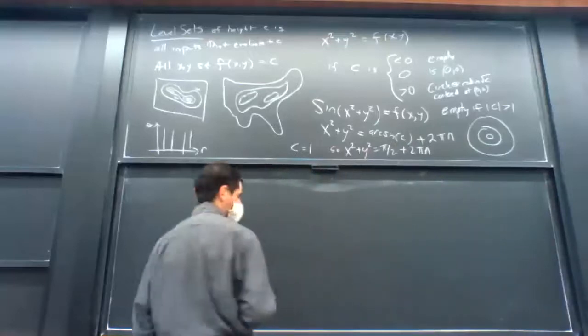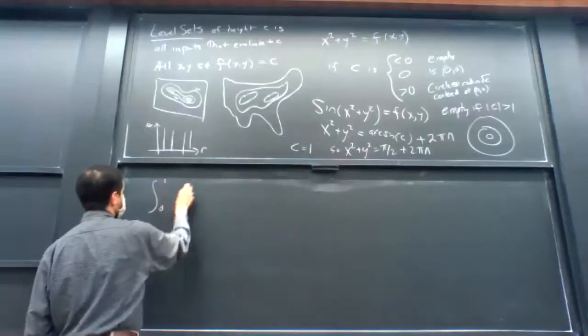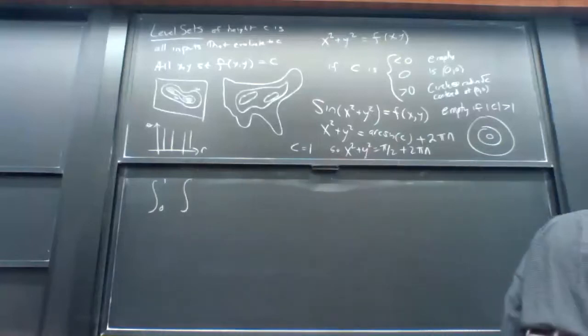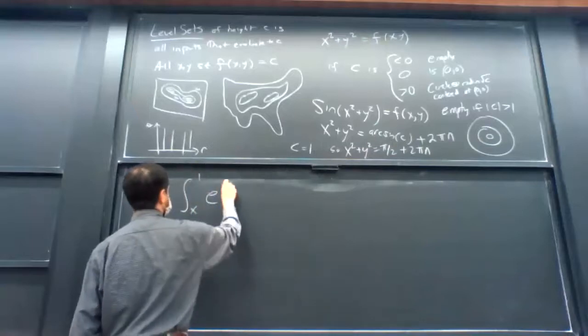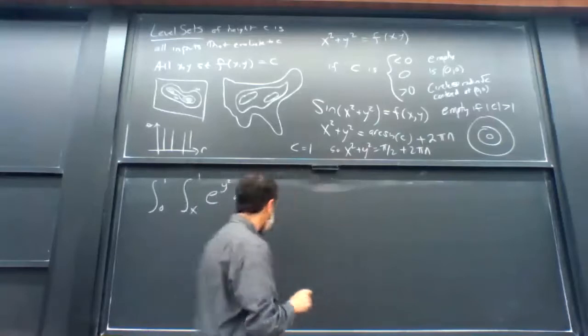So let's do the following. I will integrate 0 to 1, integrate x to 1, e to the y squared divided by.